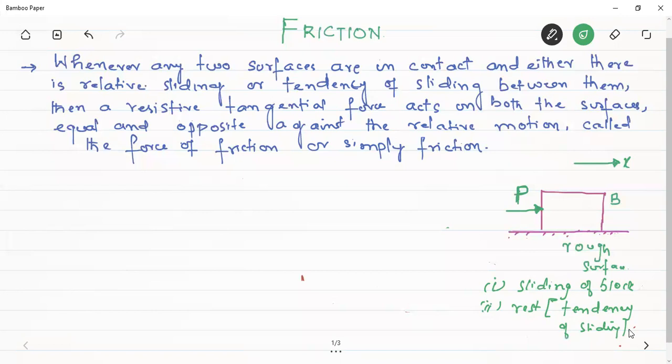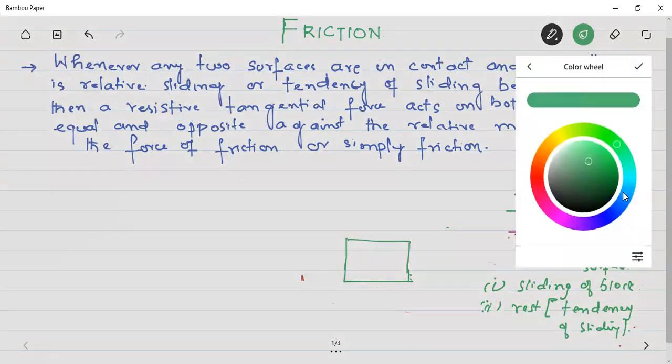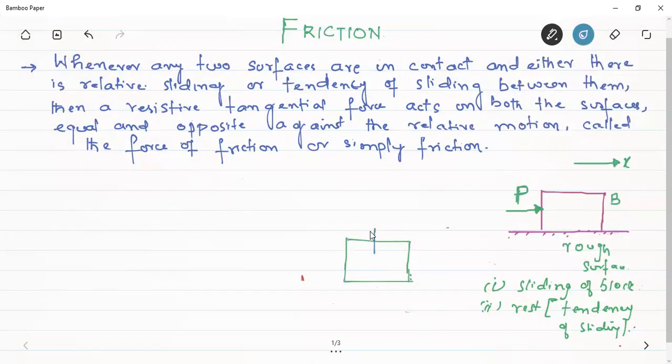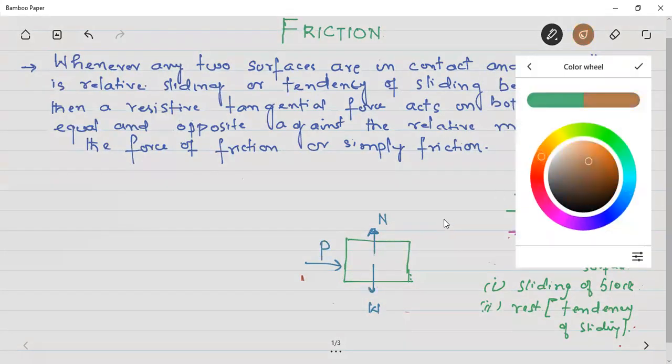Let me draw the free body diagram first. If this is the free body diagram, and this is the block B, the forces on the block can be shown here. This is the normal reaction in the upward direction, which is exerted by this surface on the block. The weight of this block can be shown in the vertically downward direction. This is the applied force. Then there will be a friction force acting on the contact surface.